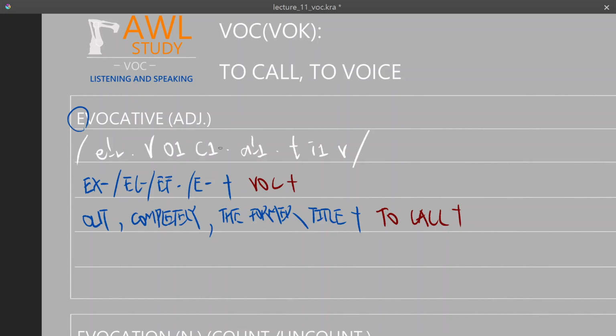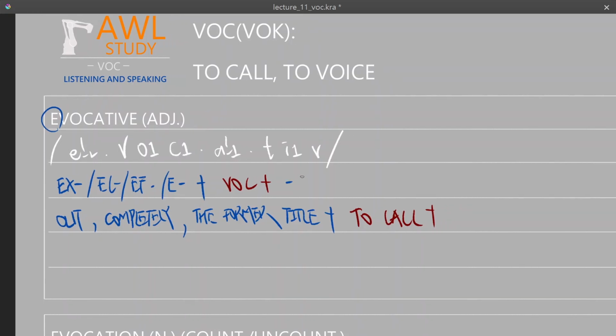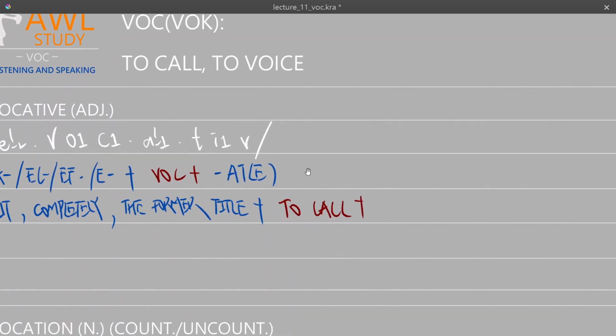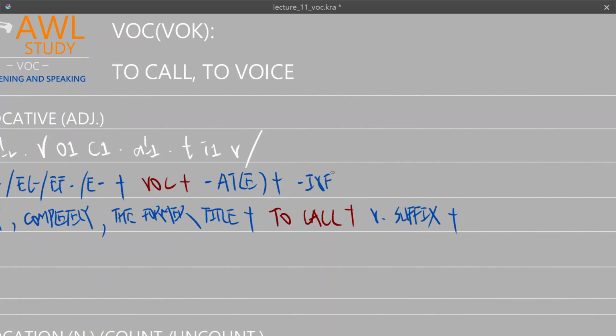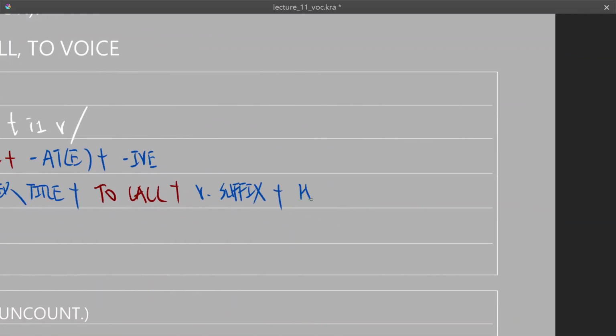And we have the verb suffix ate. And lastly, we have the adjective suffix ive, meaning having the tendency to do something.